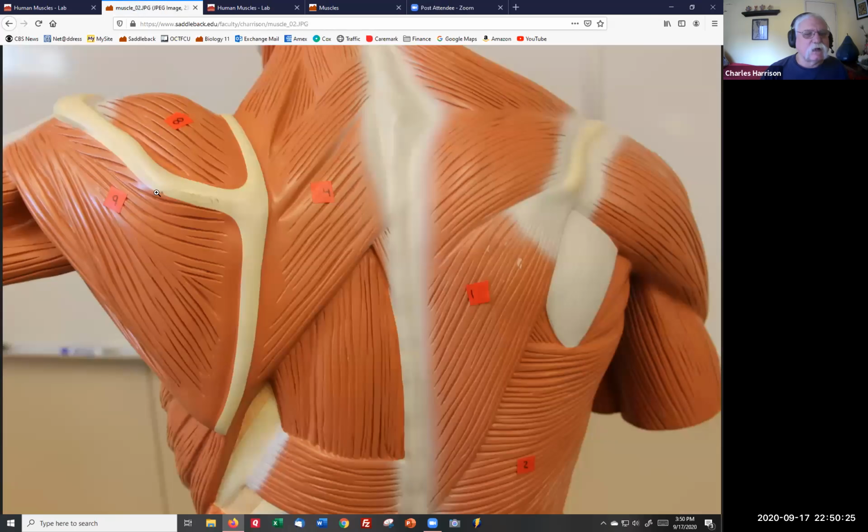The supraspinatus is here, number 8. It's above the spine of the scapula. Here's the scapular spine. And the infraspinatus is most of the area below. It's not all of it. There are a couple of other muscles down here that we'll get to later. But here's the infraspinatus and the supraspinatus.